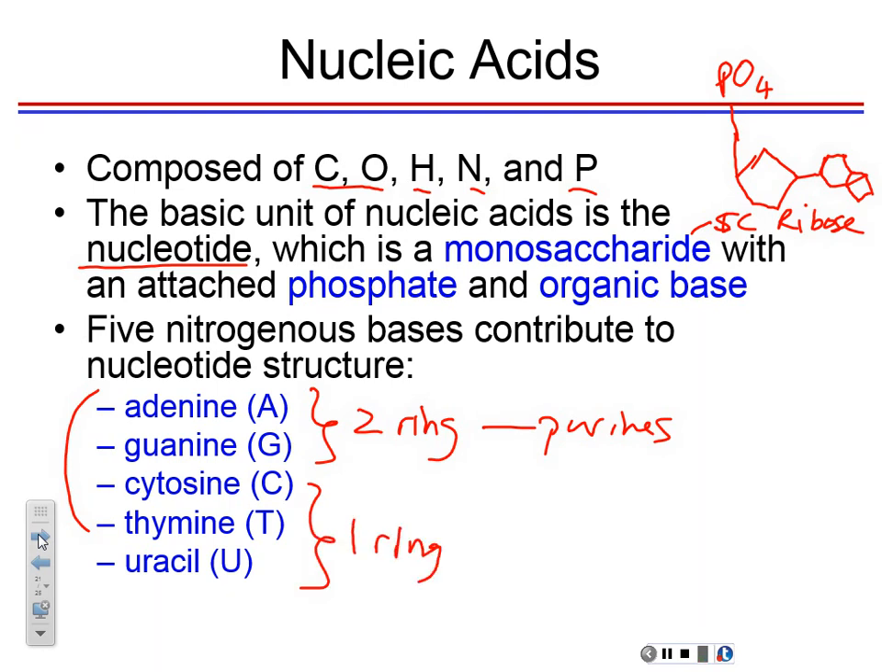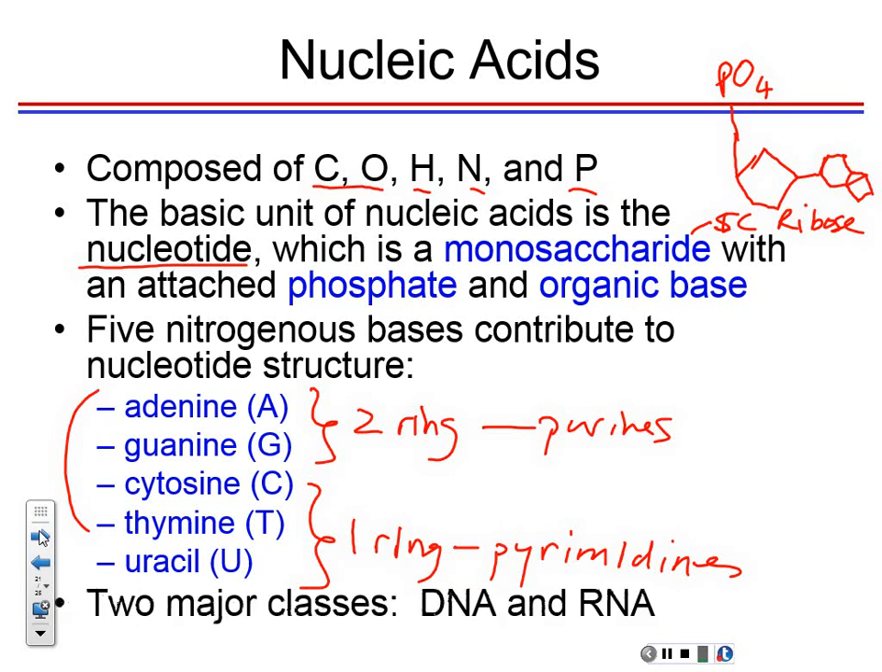Okay? And those bases with 1 ring are called pyrimidines. So these are the 5 nitrogen bases. And then, of course, DNA has deoxyribose for the sugar, and RNA has ribose. Ribonucleic acid for RNA, deoxyribonucleic acid for DNA. Alright?